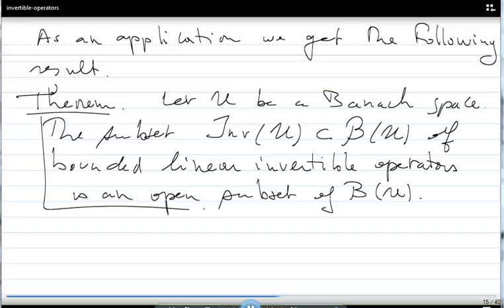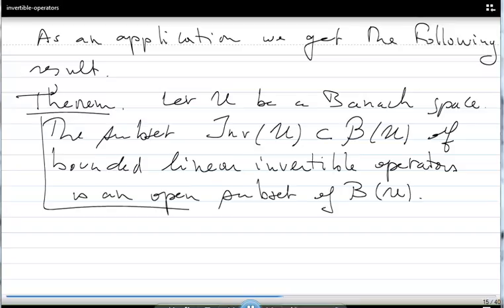Inv(U) is not a subspace of B(U), okay? Because if you take the identity map, it is invertible. If you take minus the identity map, it is invertible. But if you add them, you get the zero map, which is not invertible. So the invertible mappings of U do not give a linear structure to Inv(U). But it gives you a ring structure if you take the composition. We don't have a linear structure, but we do have an algebraic structure that I'm going to avoid talking about here.